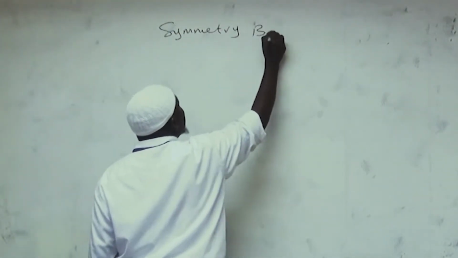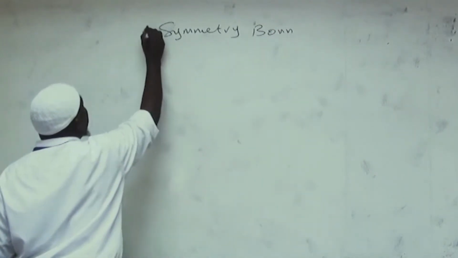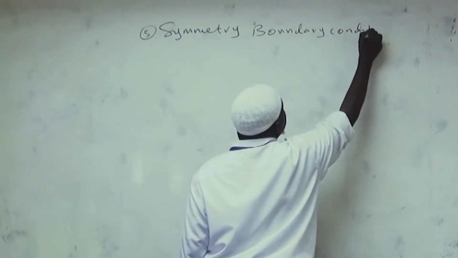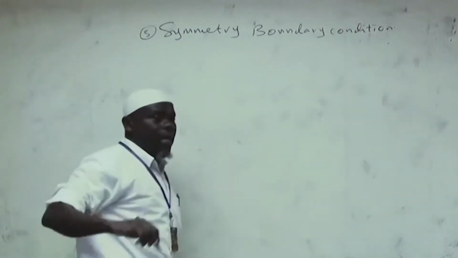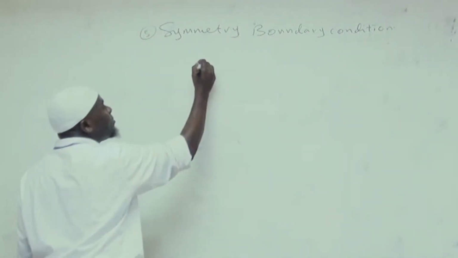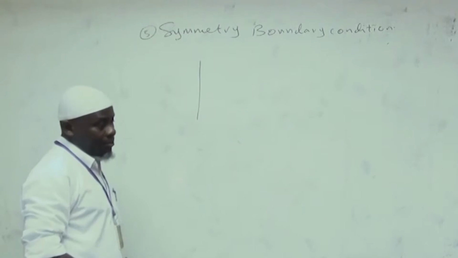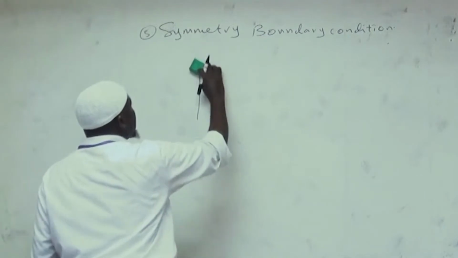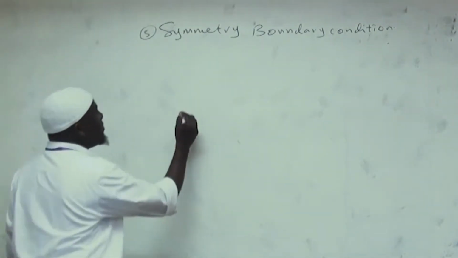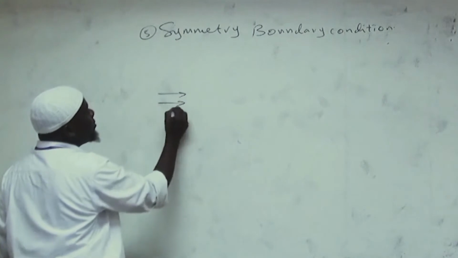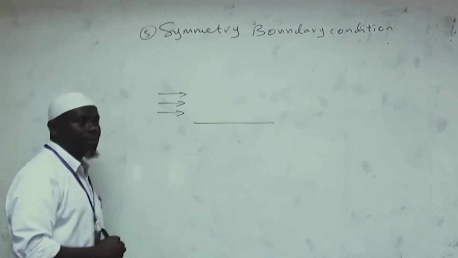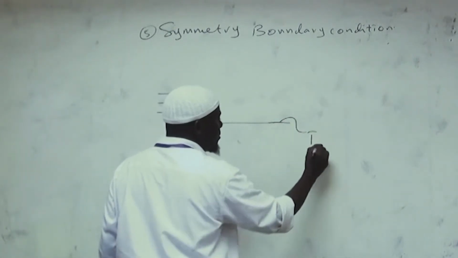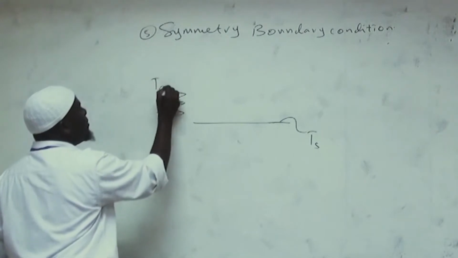Symmetric boundary condition. It is like this: if I have, let's say, 2 surfaces, or before I go to this, let's see, if I have a fluid flowing across a flat plate. So there is a hot flat plate, with surface temperature Ts, and this is the temperature of the fluid.